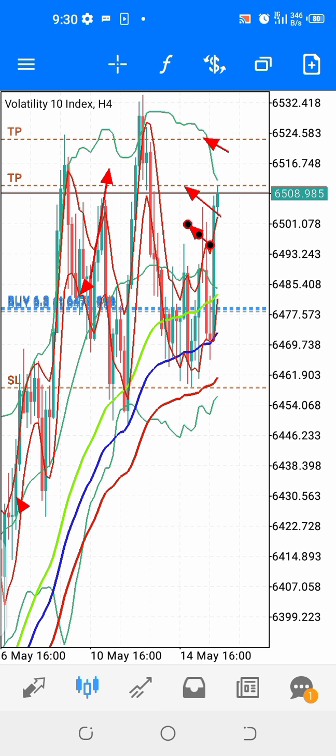Like you can see, price smashed TP1 around here yesterday. So today is the third day I'm holding this trade. This is Sunday, right around 9:30 a.m. Nigerian time. Price is just around TP2 now, and hopefully price will smash TP2 anytime soon. So fingers crossed.